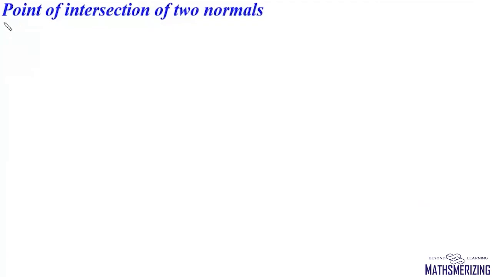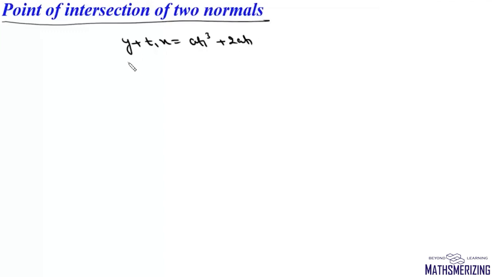Now in this video, we'll need to find the point of intersection of two normals. We know that the equation of a normal to a parabola, we can write it as y plus t1 x equals a t1 cube plus 2a t1, and we can write the other equation of normal in terms of parameter, say t2. So y plus t2 x equals a t2 cube plus twice a t2.